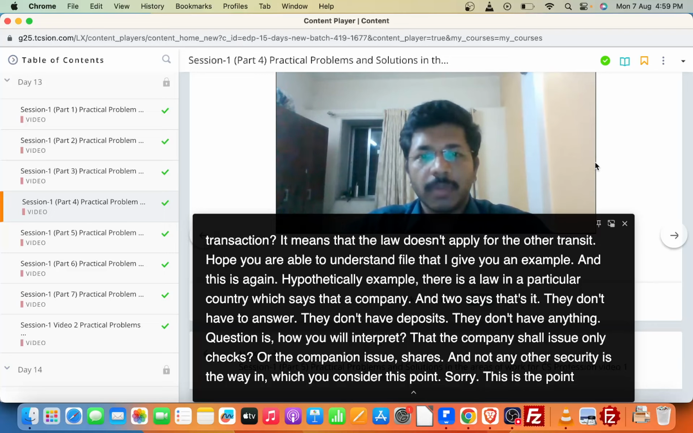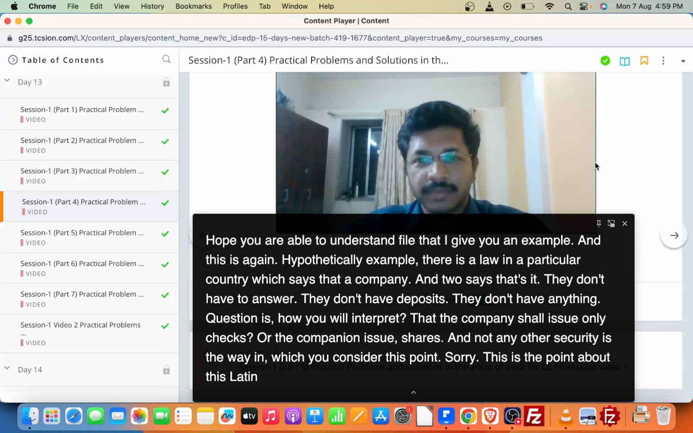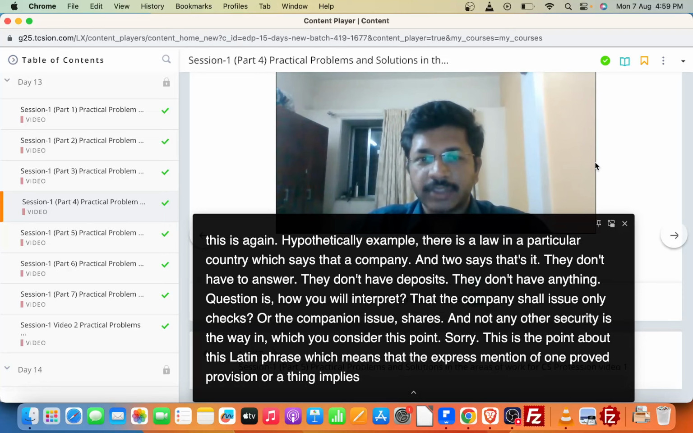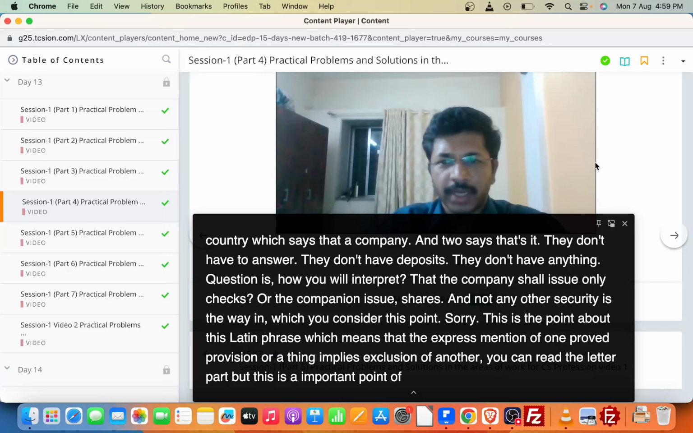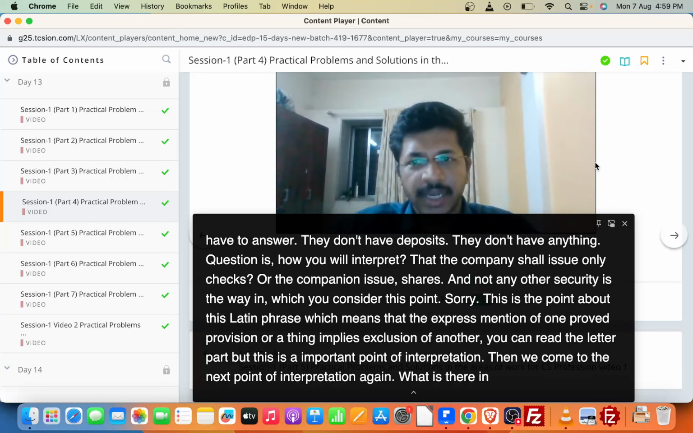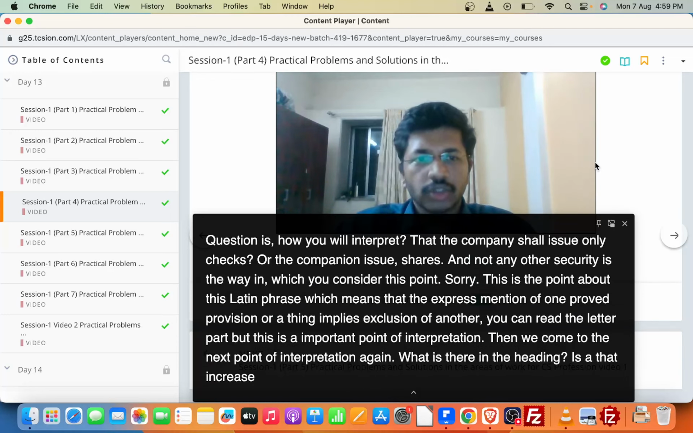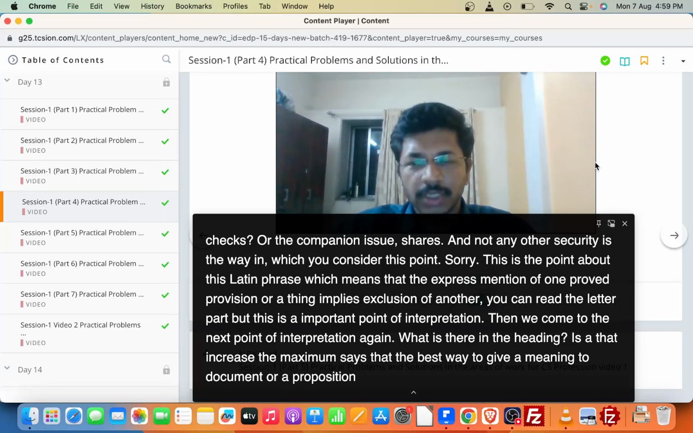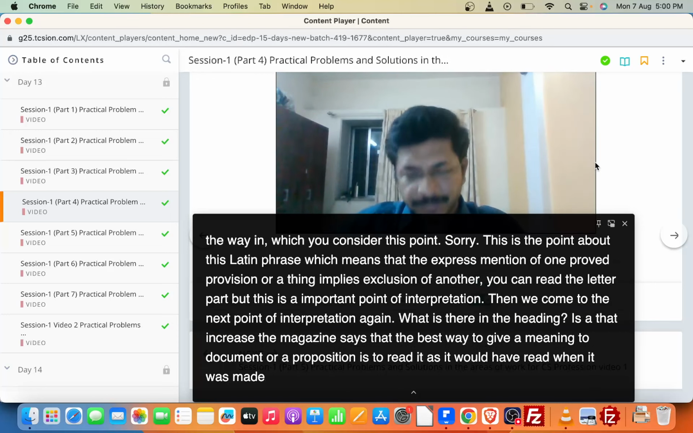is the point about this Latin phrase, which means that the express mention of one provision or a thing implies exclusion of another. You can read the latter part, but this is the important point of interpretation. Then we come to the next point of interpretation. Again, what is there in the heading is a Latin phrase. The maxim says that the best way to give a meaning to a document or a proposition is to read it as it would have been read when it was made.